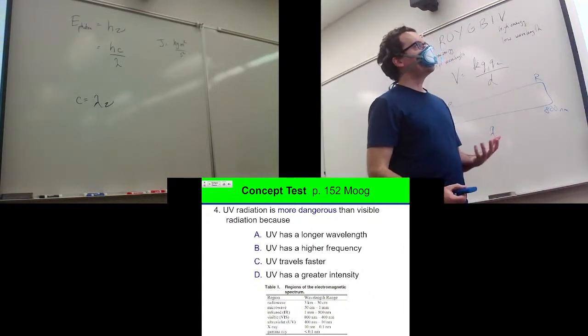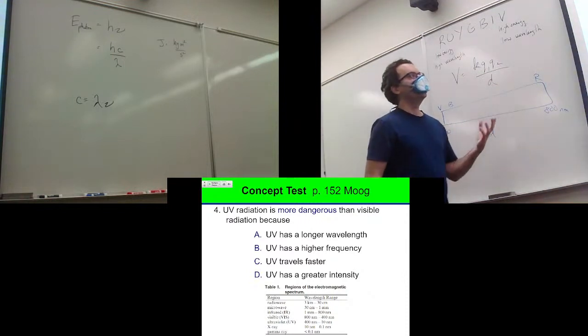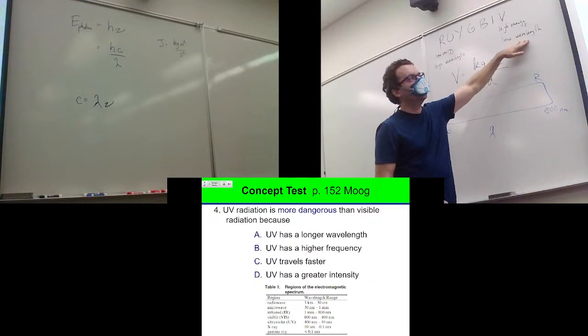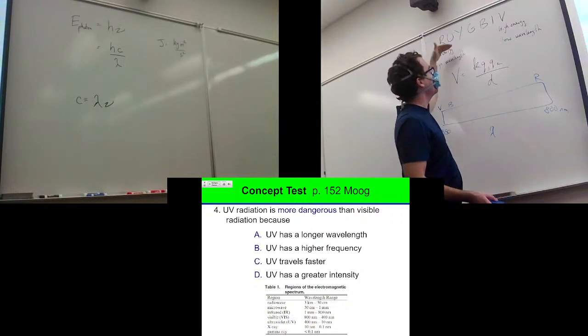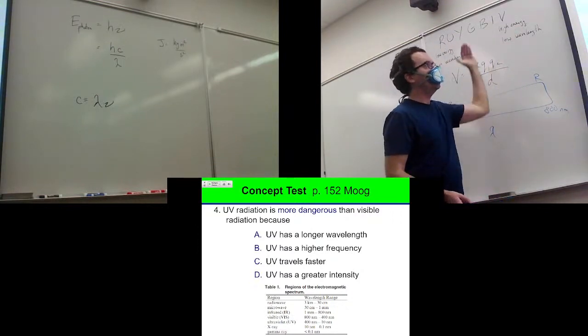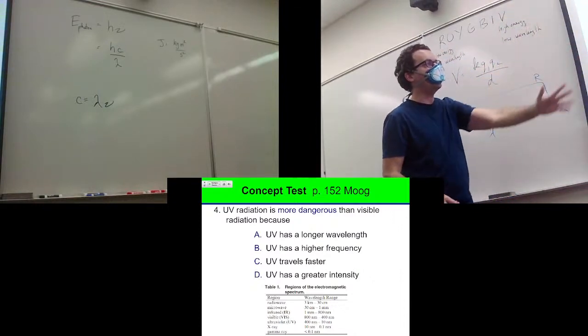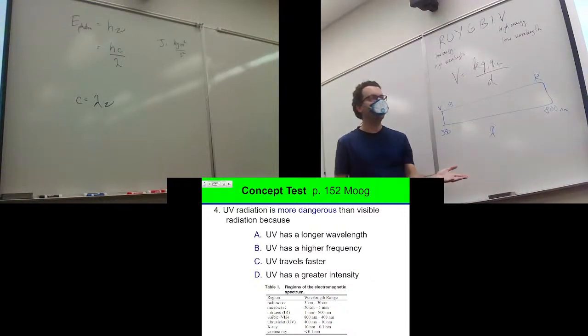This is an interesting question. So UV radiation is more dangerous than visible radiation. Why? UV has a longer wavelength. No, UV has a lower wavelength. UV has a higher frequency. That's true. As you go from this way to this way, you're going to higher frequency. Higher energy is higher frequency. UV travels faster is not true. They all go the same speed, the speed of light.